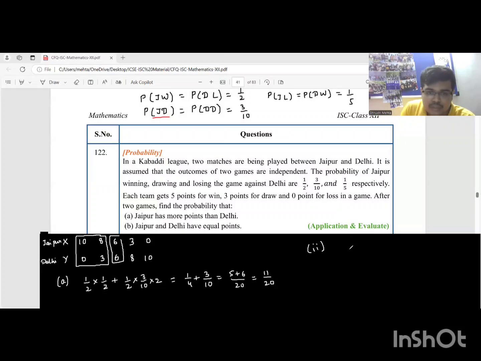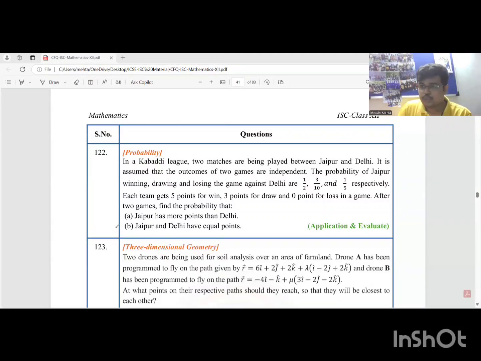So if both the games are drawn, then the probability that Jaipur draws the game is equal to 3 by 10. So this is 3 by 10 into the second game is also a draw, so that is also 3 by 10. So students, they'll have equal points after 2 games. This is the only possibility, 6, 6. So the probability is 3 by 10 into 3 by 10, which is 9 by 100. So students, we will take the next question, which is question number 126.